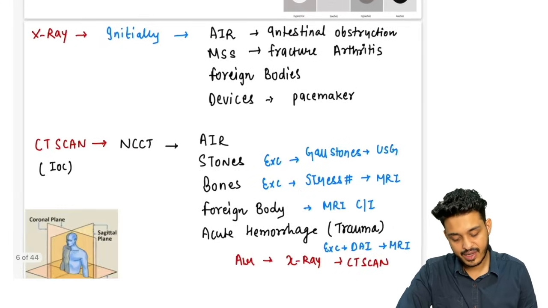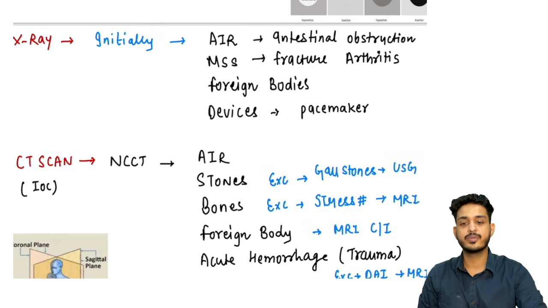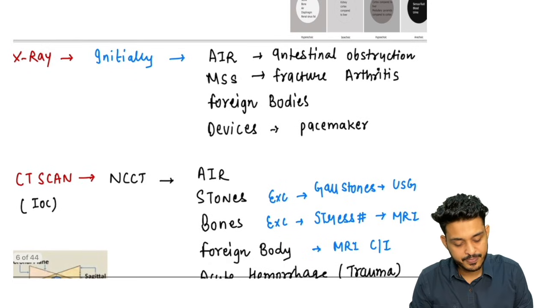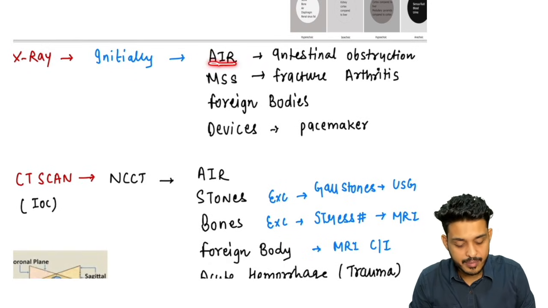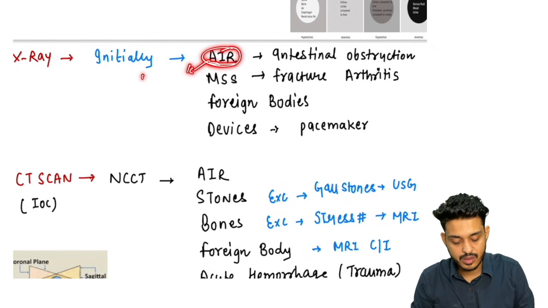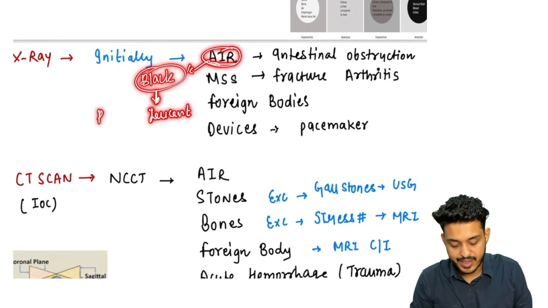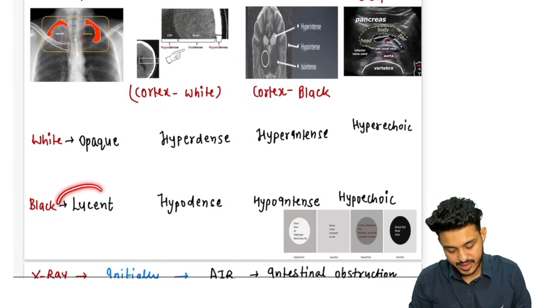The next thing we are having is what is the X-ray and when are we going to use X-ray. This is something you should be knowing, right? So X-ray was initially used for air anywhere in the body. If you are having air anywhere in the body, remember this air is going to appear black, and this black is known as radiolucent. Remember, air is going to be radiolucent. It is going to appear black.